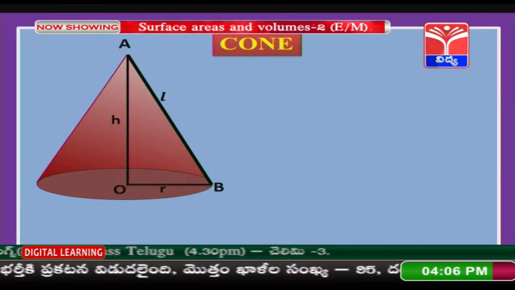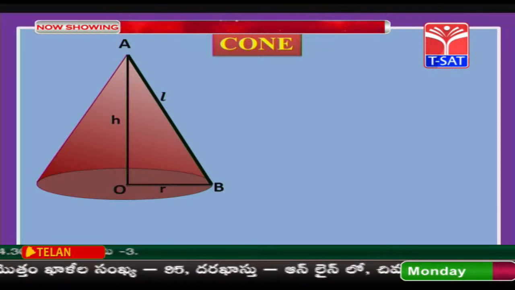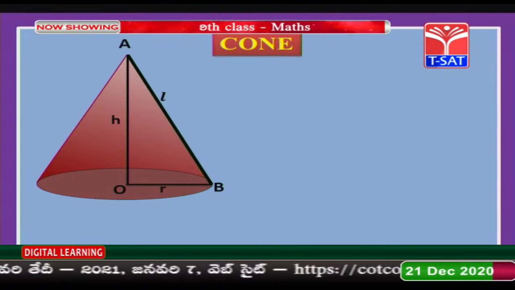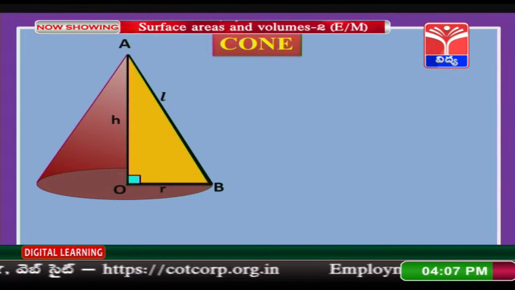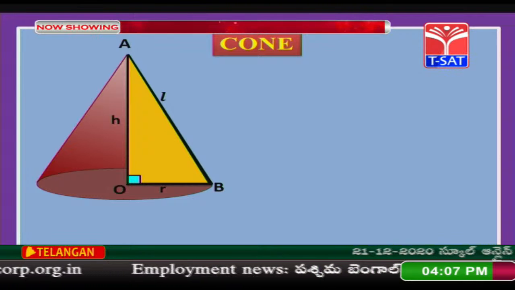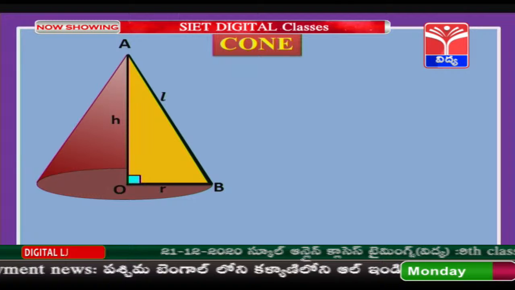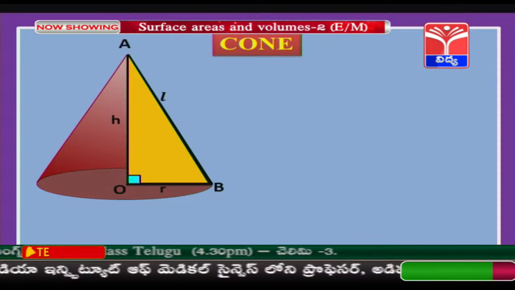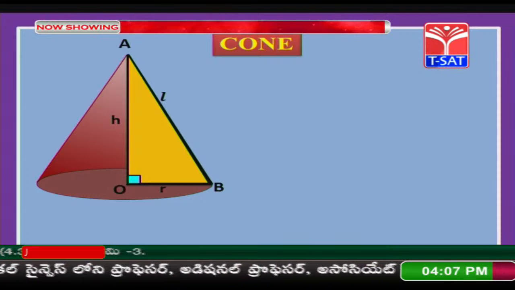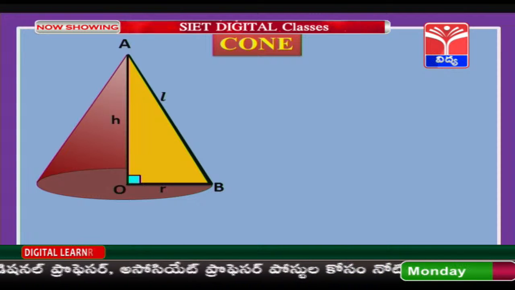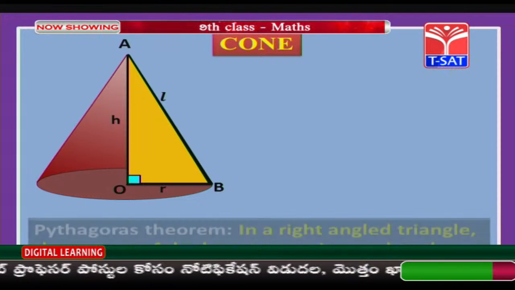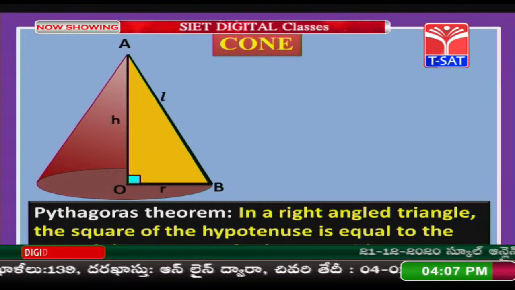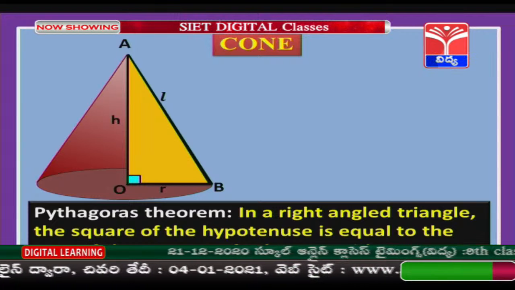Okay, children. Now, let us consider the slant height L, the vertical height H and the radius R. Now, does this have any relationship between them? Let us see. If you notice, AOB forms a right angled triangle with O as right angle. Now, children, as soon as we hear about a right angle triangle, do you remember any theorem? That's right, it's Pythagoras theorem. Can you tell me what is Pythagoras theorem? Yes, it states that in a right angled triangle, the square of the hypotenuse is equal to the sum of the squares of the other two sides.